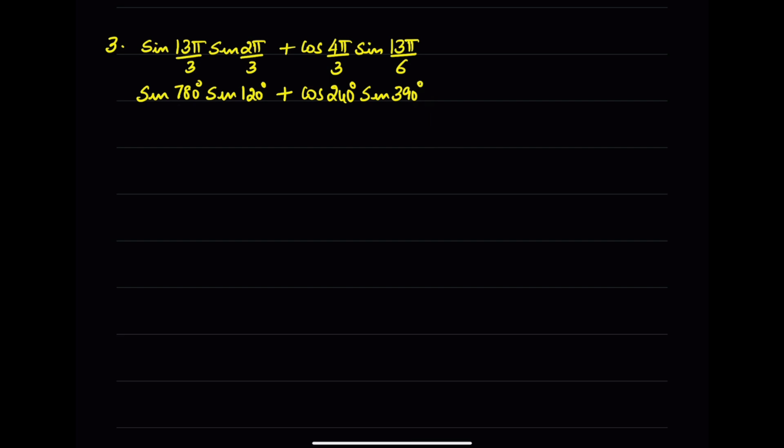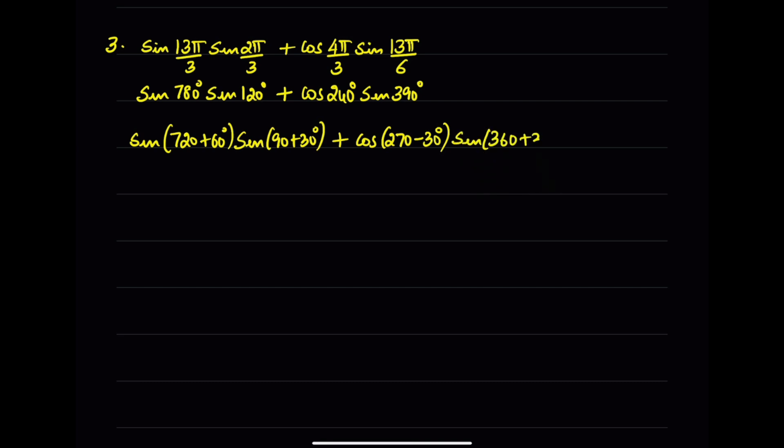Now this can be further simplified to sine of 720 plus 60, which is the first quadrant, and the second part can be changed to sine of 90 plus 30, which is the second quadrant, and next part can be changed to cos of 270 minus 30, and last part can be changed to sine of 360 plus 30.